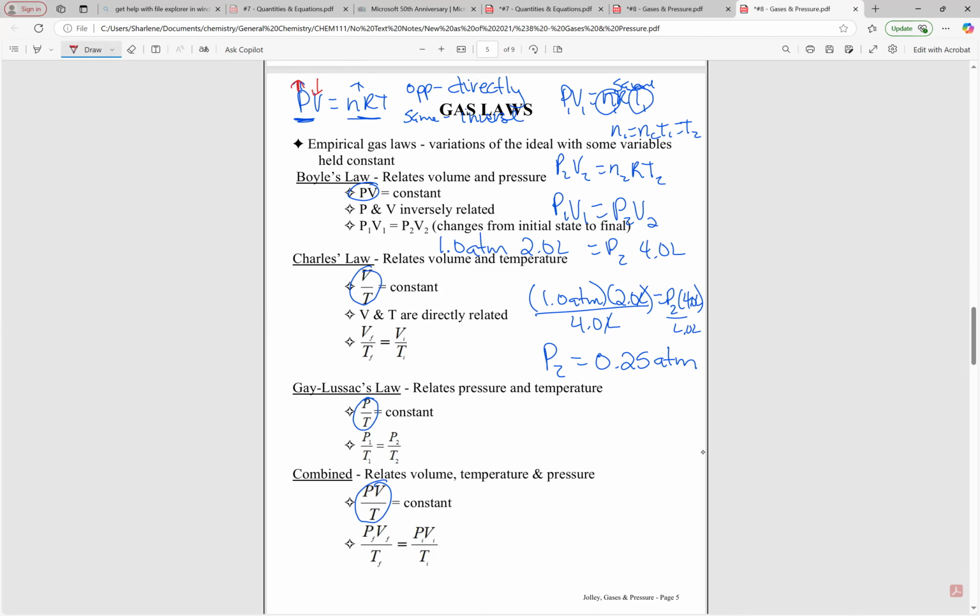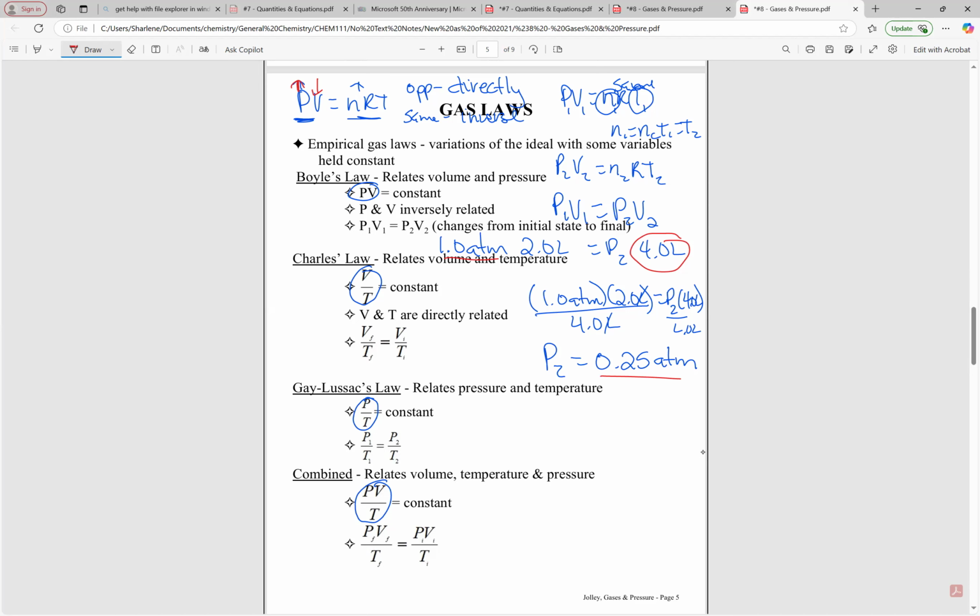So let's look at this one. I started at 1 atmosphere with 2 liters, and I increased the volume. If that's true, the pressure had to go down, and it did. It went from 1 atmosphere all the way down to 0.25 atmospheres because they're inversely related, because those variables are on the same side of the equation. And so that is Boyle's law if you want to play with pressure and volume.